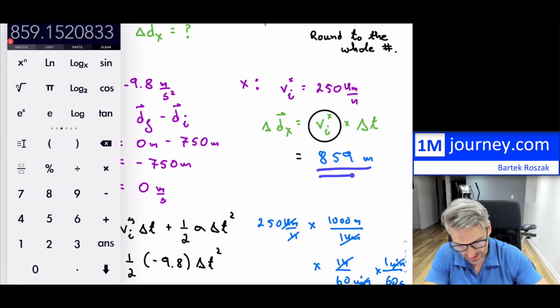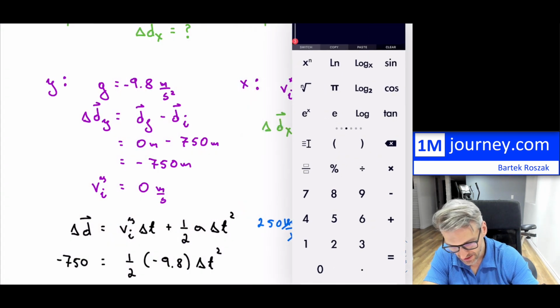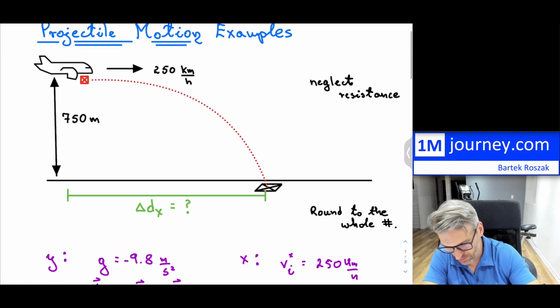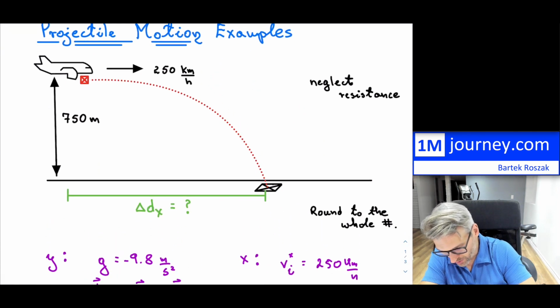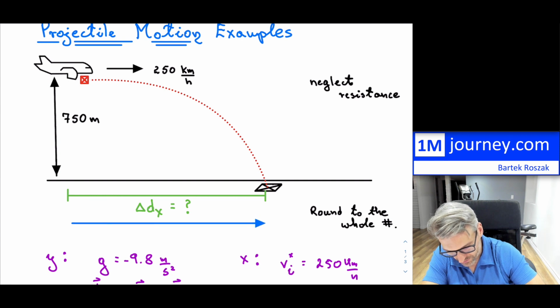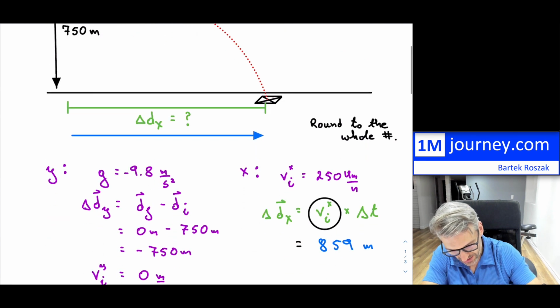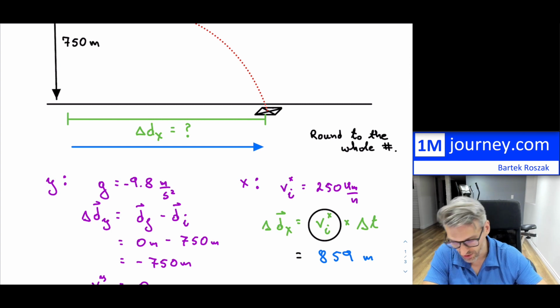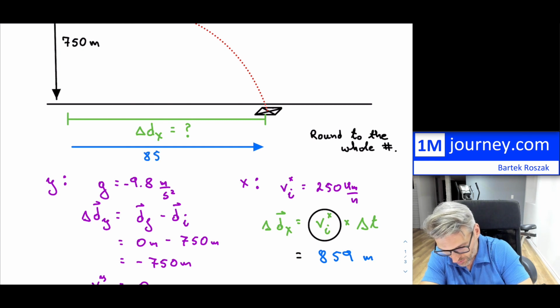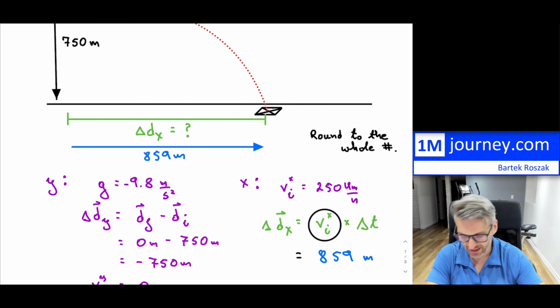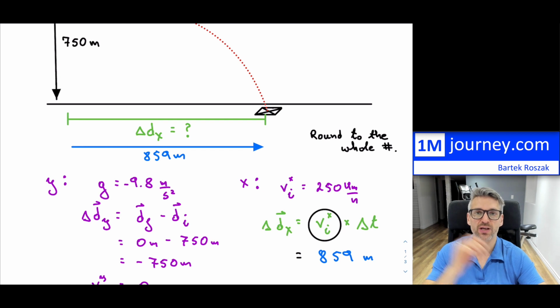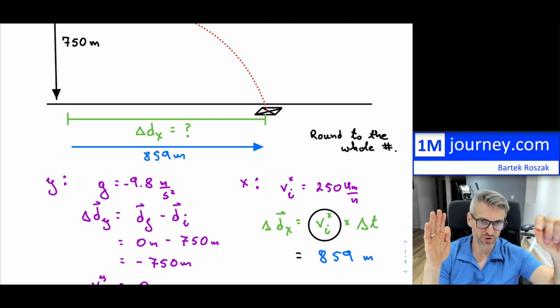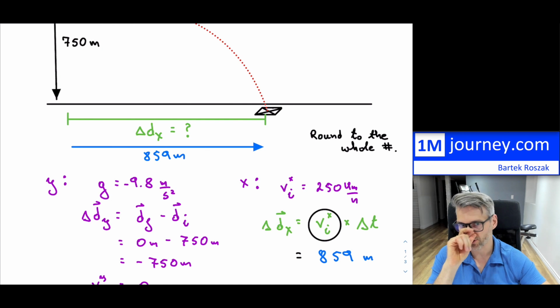So what does this mean for us? Well, it means that if we were flying this airplane, we would have to let go. Notice 859, that's actually quite a distance, right? It's almost 900 meters or almost 1 kilometer. We would have to let go of this package 859 meters away, and then it would just on its own project out and fall through at the desired destination.